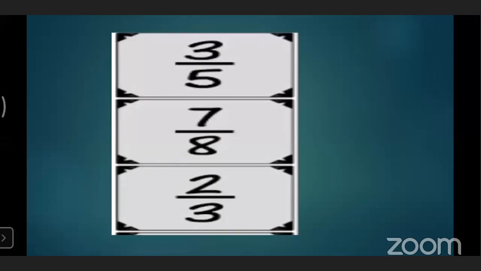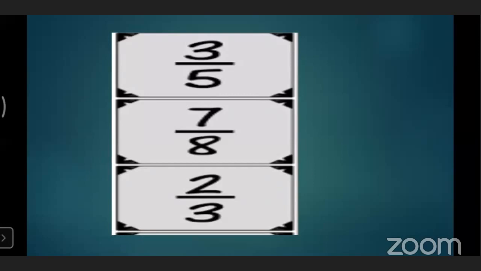Now let us read these fractions. Students, can you read this first fraction? 3 upon 5. Very good. The second fraction? 7 upon 8. Very good. The third fraction? 2 upon 3. Very good. So 3 upon 5, 7 upon 8, and 2 upon 3. Very nice, students.